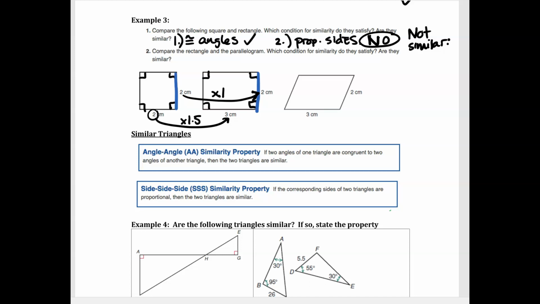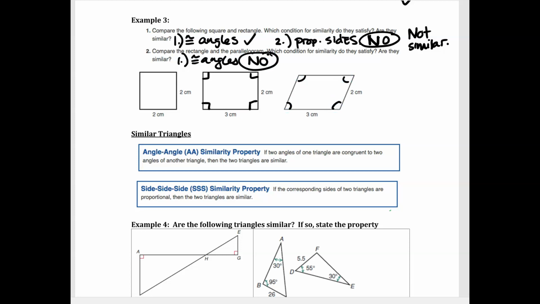Let's look at number 2. So now we're going to compare the rectangle and the parallelogram. So I'm going to erase this. And let's look at both of the conditions. So one is congruent angles. Okay. The angles on the rectangle are right angles, and it looks like these angles are not right angles. So I'm going to say no, the angles are not congruent. So these two are automatically not similar.